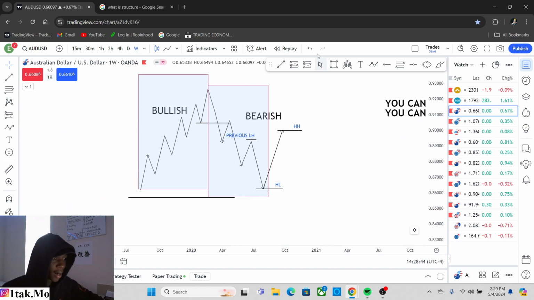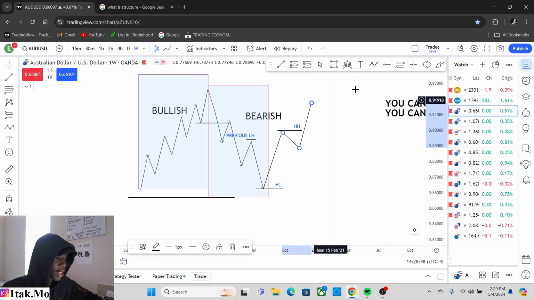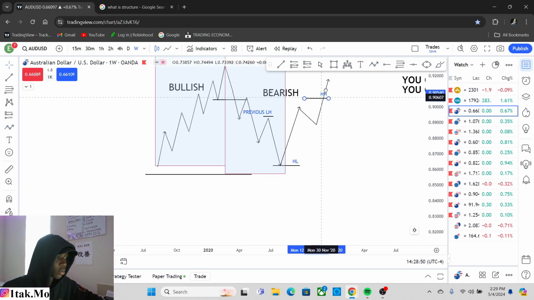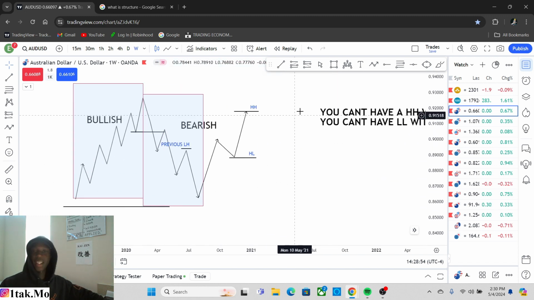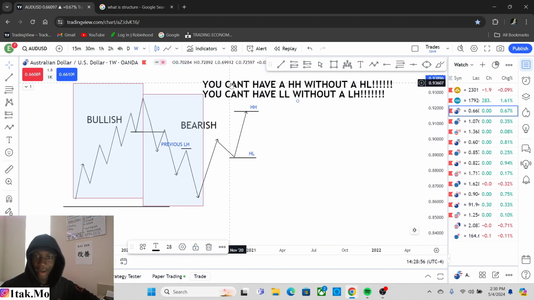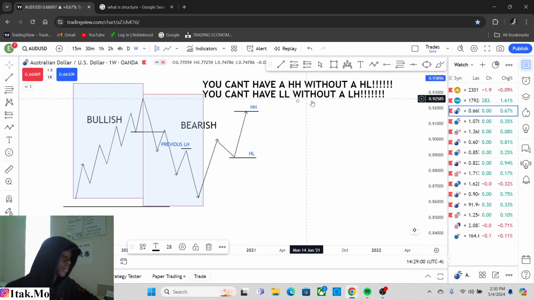So it makes a new higher high. Now what does price do? Have a little retracement, and then it makes a new higher high, and so on and so forth. Literally it. That's how simple it is. You can't have a higher high without a higher low. You can't have a lower high without a lower low.